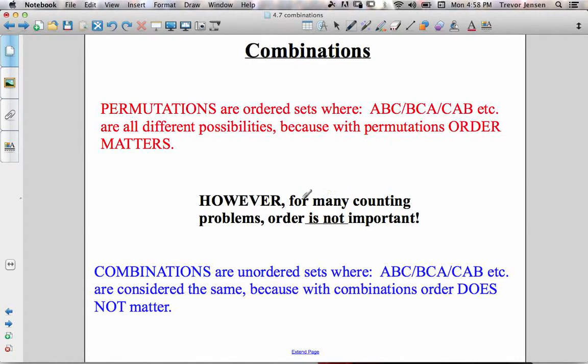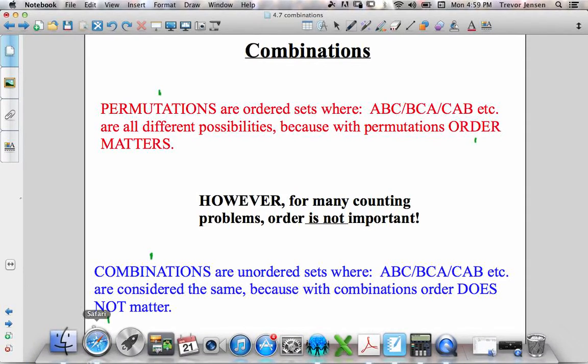So when you have a counting problem, sometimes the order of the objects is not important. So if the counting problem has to do with combinations, something where the order is not important, the set ABC would be considered the same thing as set BCA, and it would be considered the same thing as CAB because it has all of the same elements in each set. The fact that they're in different orders doesn't matter if we're talking about combinations. So permutations, order matters. Combinations, order does not matter.